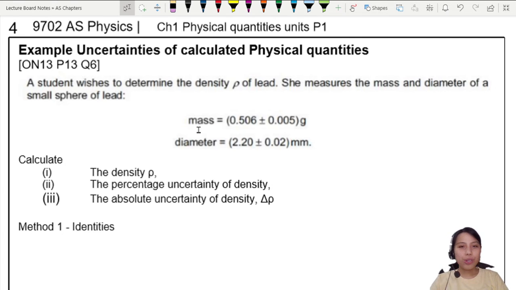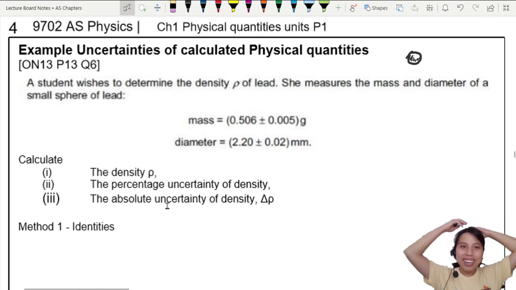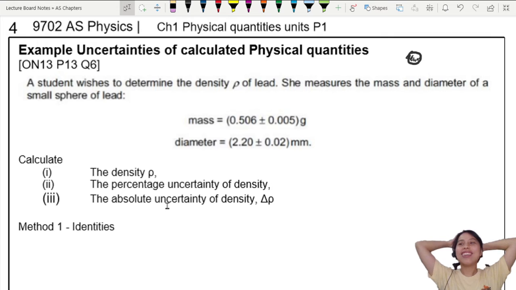Alright, so here we have an adapted question from an MCQ question. A student wished to determine the density of lead. Lead is pretty heavy. What she does is she measures the mass and diameter of a small sphere of lead. It's a tiny little metal ball. She measures mass, diameter. Okay, what are we supposed to do? Calculate the density, percentage uncertainty, and the absolute uncertainty of density. Oh, we need to find the equation.